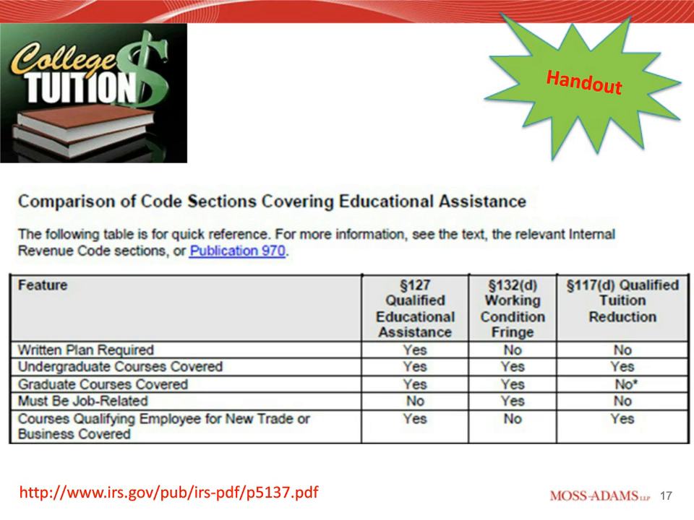It talks about the qualified education assistance, the 132 working condition fringe that we talked about before, and the 117D qualified tuition reduction. You also have the regular 117 scholarship, which isn't on this table, but I tell you, this is where I go all the time.